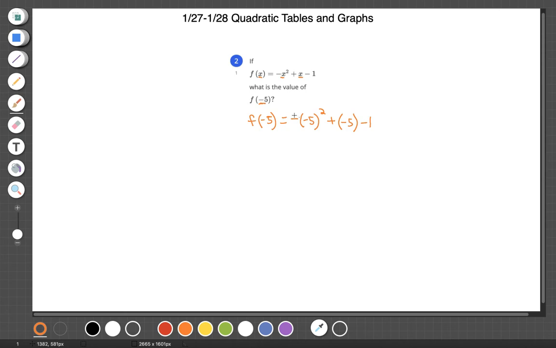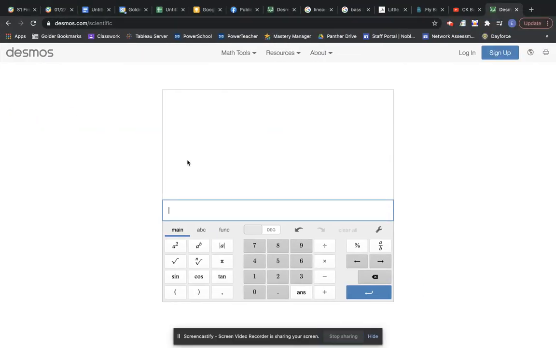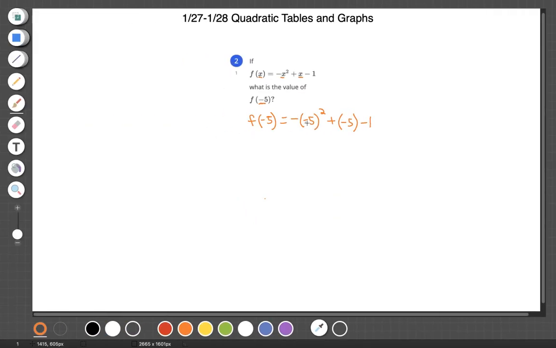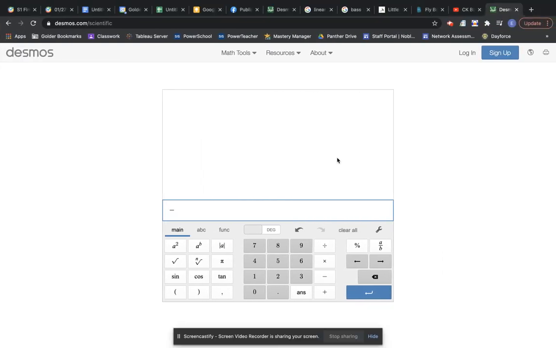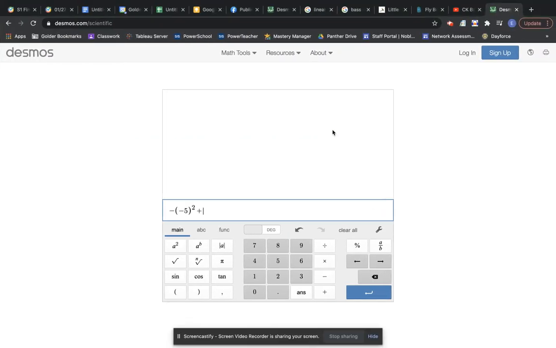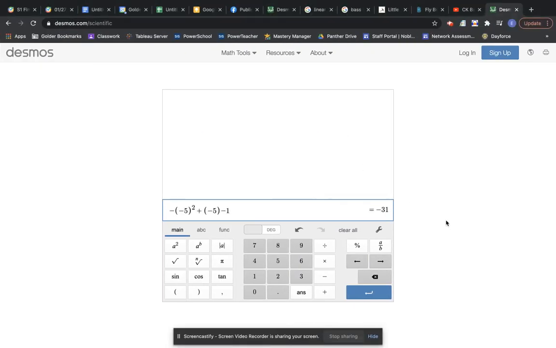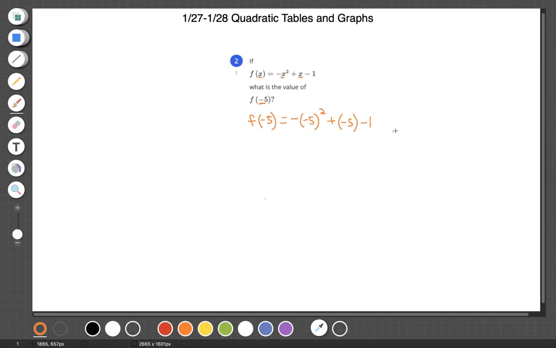And I've talked a bunch about how we can type this into our calculator. You can type this right into your calculator. I have a calculator up right here. And so let's see what we get. So negative, parentheses, negative 5, close your parentheses, squared, plus parentheses, negative 5, close our parentheses, minus 1. And we get negative 31.